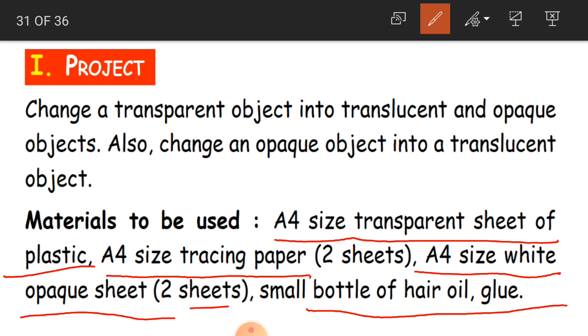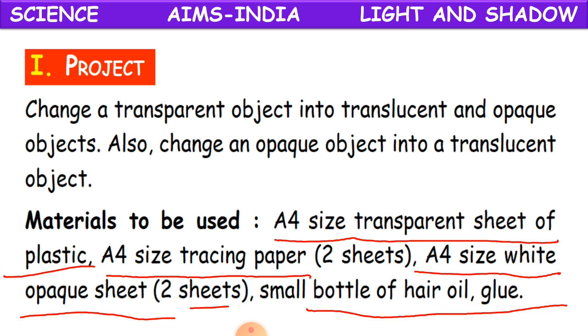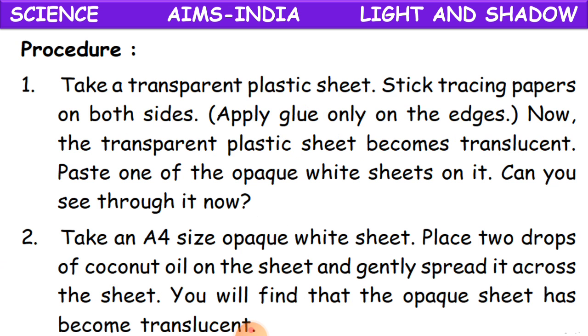A4 size tracing papers, 2 sheets, and A4 size white opaque sheets. Like you can take normal white paper, you will be having A4 sheets that you can take, or chart papers also you can take of A4 size. And you need a small bottle of hair oil and glue.